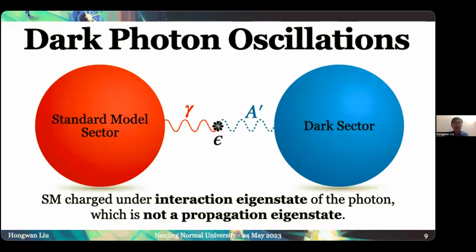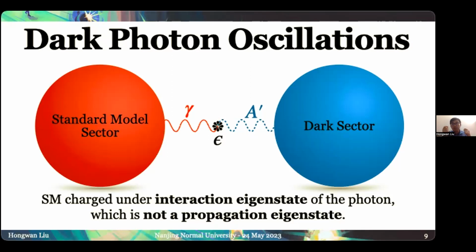Like, what should we observe in the lab, for example? So this mixing term here, this epsilon F F prime term that you add to the Lagrangian, what it does is that it changes the photon and the dark photon states, like it mixes them. And so the photon that we normally think of in the standard model, it turns out that it's only an interaction eigenstate, where the photon actually interacts with things like the electron, the up and the down. But it's not actually a propagation eigenstate because of this mixing term that you have introduced.